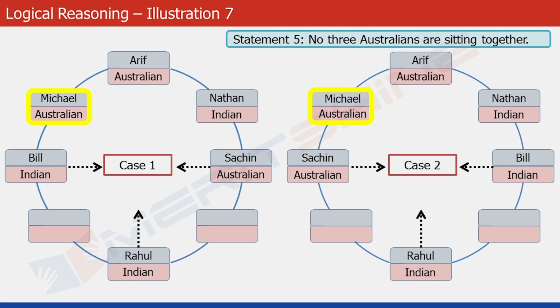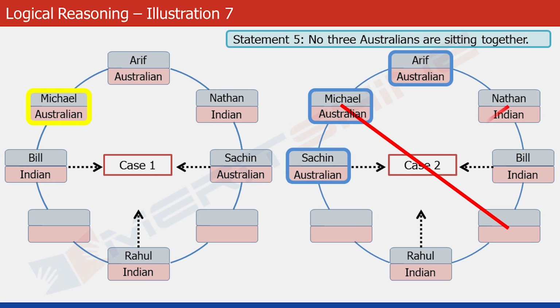So that's a condition given in the problem. But look at the three highlighted cells in case 2. In these three cells, Sachin, Michael, and Arif appear to be sitting together. It means that case 2 is violating the condition, and so it's incorrect. So case 2 is ruled out, and we are just left with case 1.